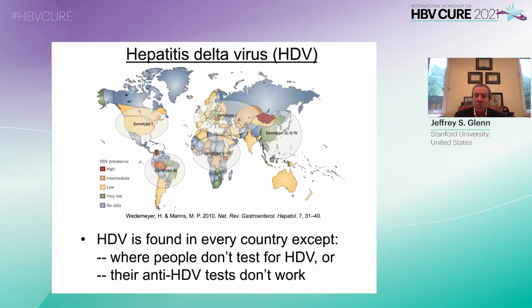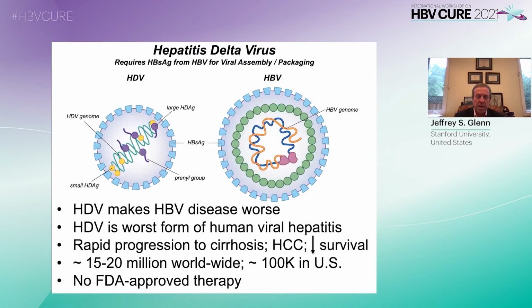The only countries that don't report it are those that don't test or their tests don't work. But if you screen properly for it, you can find it. Although the percentage of the HBV infected population that's co-infected with Delta does vary by region. And the molecular basis for why Delta is always found in association with HBV is found here.